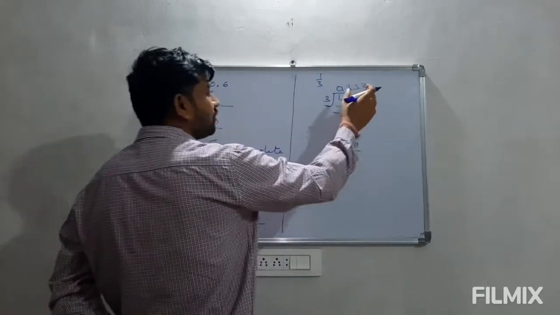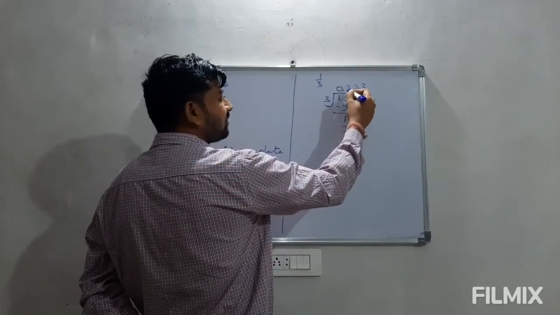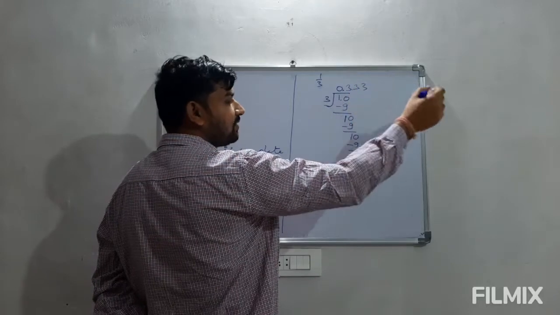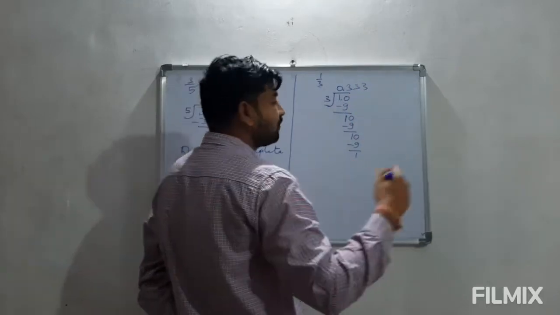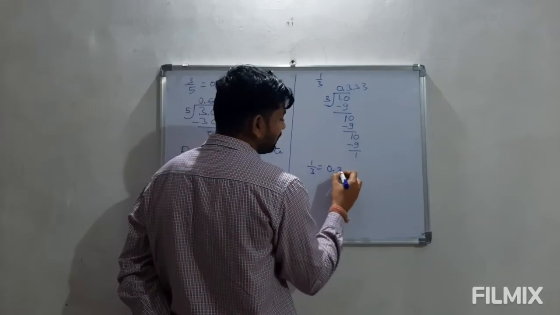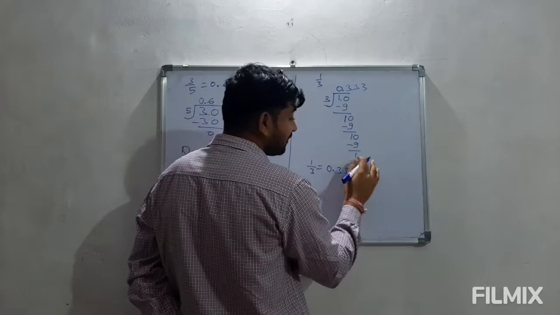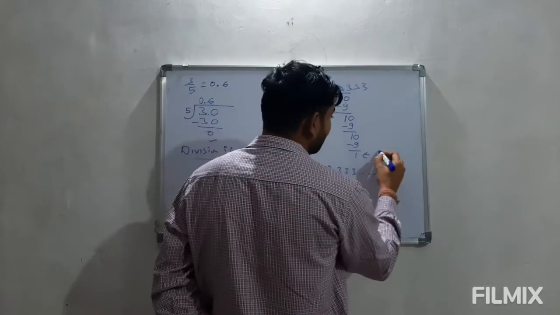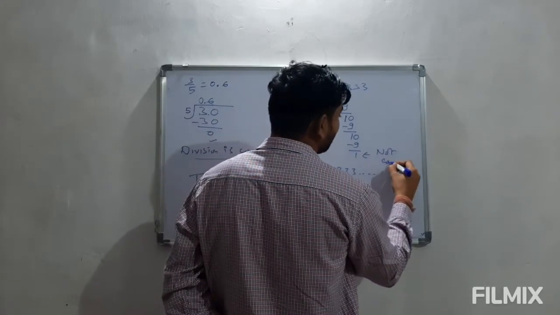And in the quotient part the answer is coming out to be 0.3333. Similarly in the remainder we are getting 111. So here we can write 1 upon 3 is equal to 0.333, and still it is not complete.